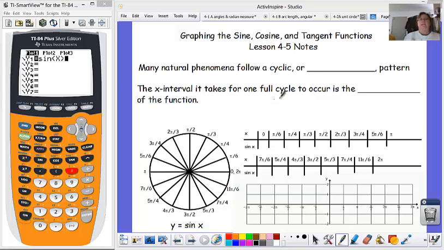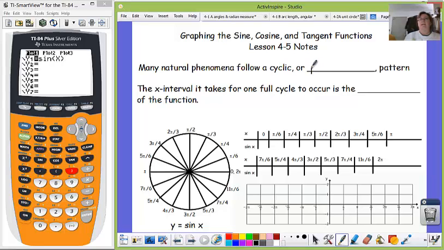But today we're going to start with sine, cosine, and tangent, and all of those are cyclic or periodic functions. That is, they repeat endlessly forever and ever. The x interval that it takes for a full cycle to go by is called the period of the function.